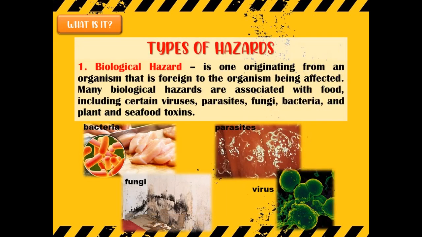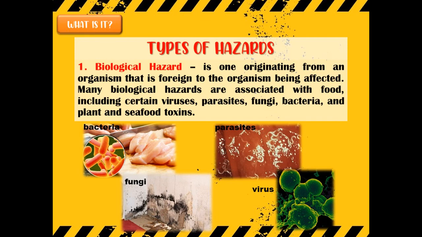There are different types of hazards. Number 1, biological hazard. It is one originating from an organism that is foreign to the organism being affected. Many biological hazards are associated with food, including certain viruses, parasites, fungi, bacteria, and plant and seafood toxins. In the picture below, an example of bacteria is called Salmonella, which is found in uncooked meat or contaminated water.